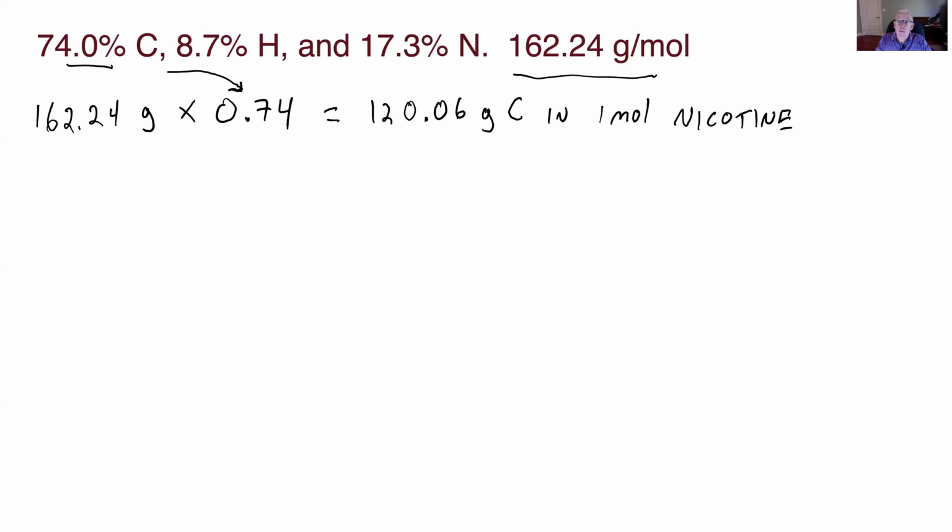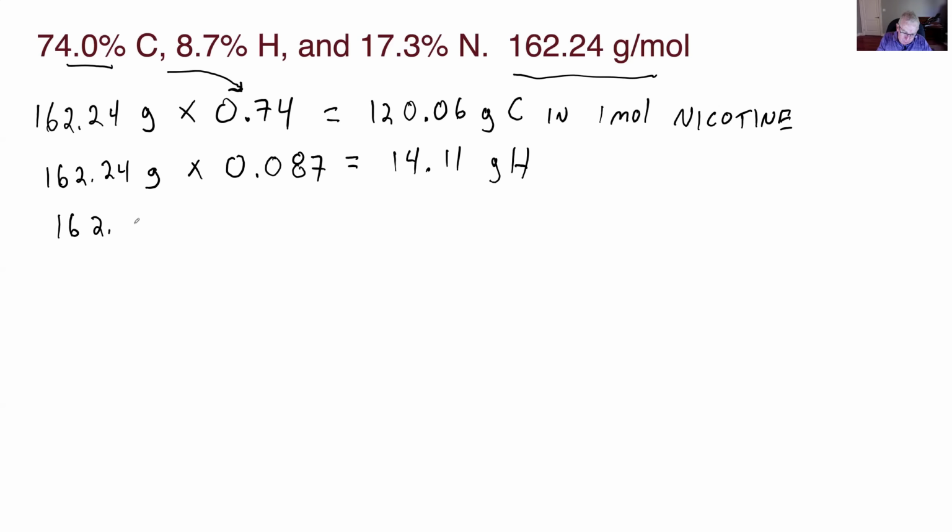Okay, do the same thing for the other elements because I want to know them all. So I'm going to again take my 162.24 gram sample. I'm going to multiply by the fraction for that one, which is now 0.087. Multiply that out, and my notes tell me I should get 14.11 grams of hydrogen. Still starting with my 1 mole sample.